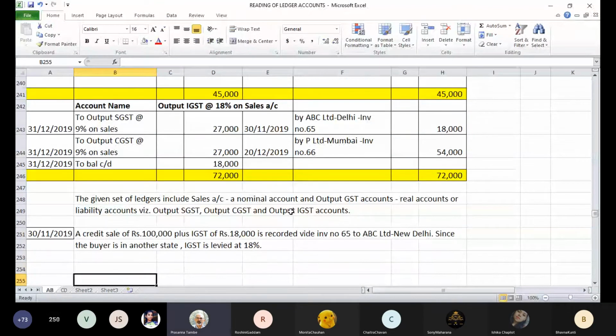The credit sale of rupees 1 lakh plus IGST of 18,000 is recorded, while invoicing number 65 to ABC Limited, New Delhi. Since the buyer is in another state, IGST is levied at 18%. All of you please write down the comment, then we will go to the next entry.